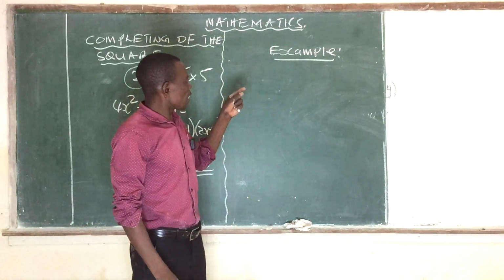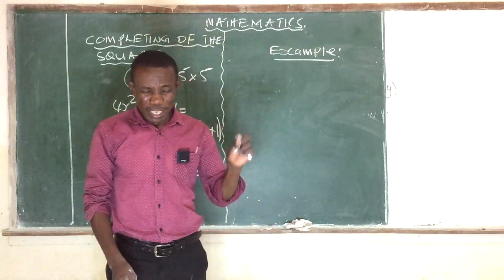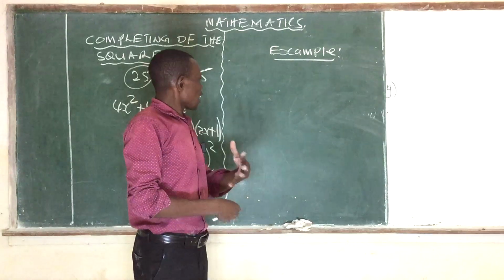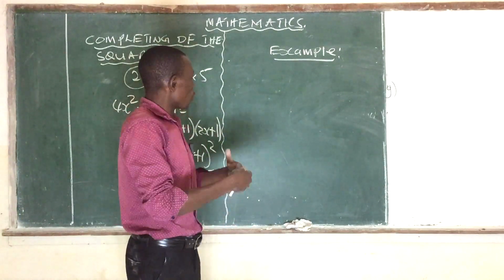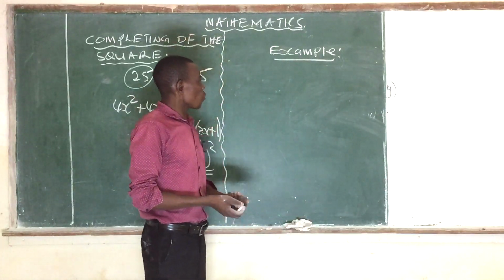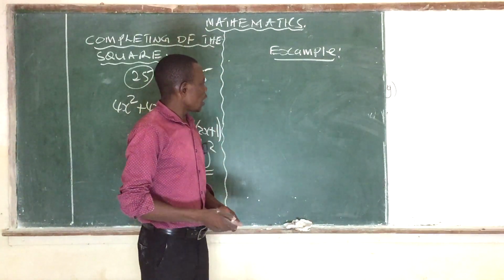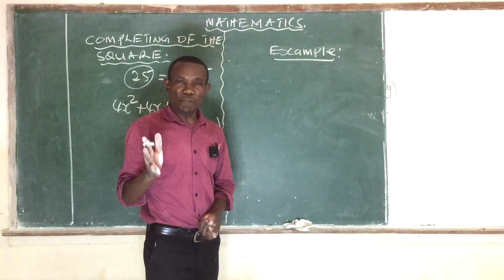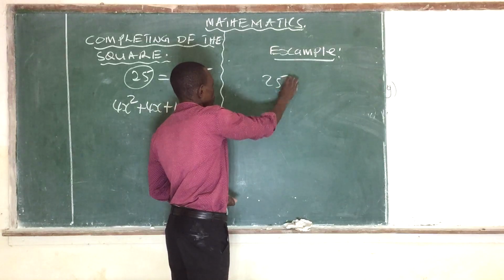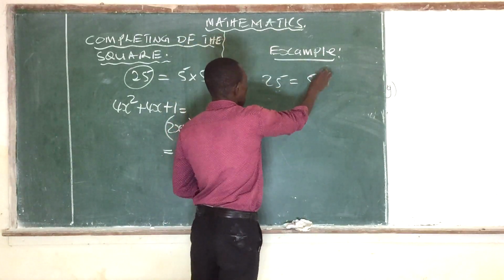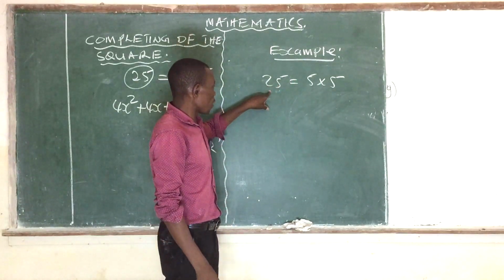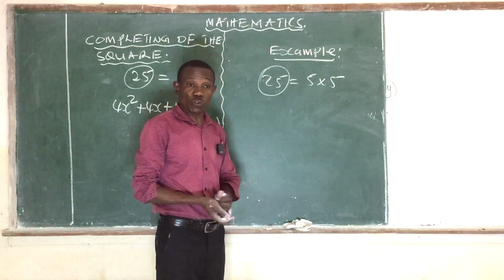Right, now before I write down the example that I would like to use in order to complete the square, let us first of all try to understand what we're going to do here. For example, let's look at the number system, whereby a number is a perfect square. I gave an example of 25 as 5 times 5 in factor form. This gives us 25, then we call 25 a perfect square.